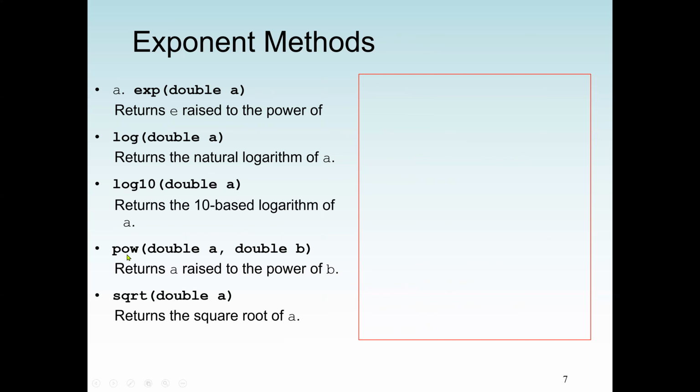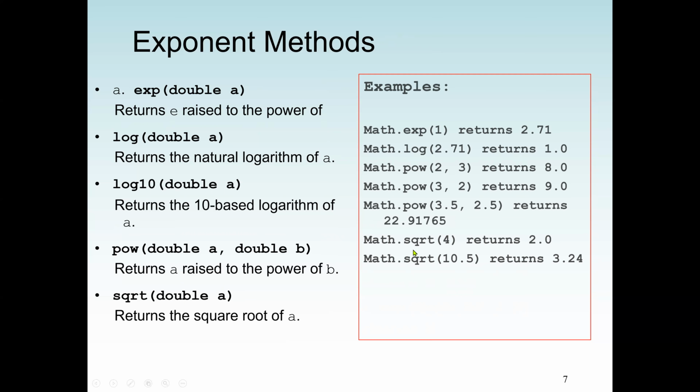Then we also have the power. The power method, which is pow, always takes 2 arguments, because the first value will be the base and the second value will be the exponent. So pow(a, b) will return a raised to the power of b. Then sqrt of a will give us the square root of a. Now let's see some examples.